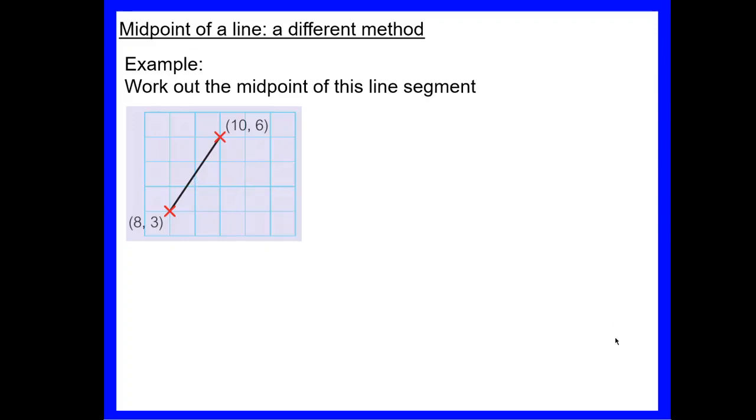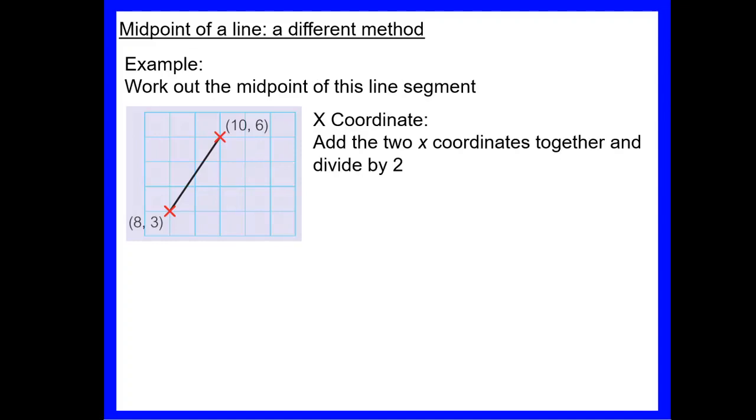So our method for doing this then, to find the midpoint of the x coordinate, we add the two x coordinates together and divide by 2. So remember, the x coordinates are the first numbers. So our x coordinates are 8 and 10. So we do 8 plus 10, which is 18, and then divide it by 2, finding halfway, which gives us 9. So the midpoint for x is 9.